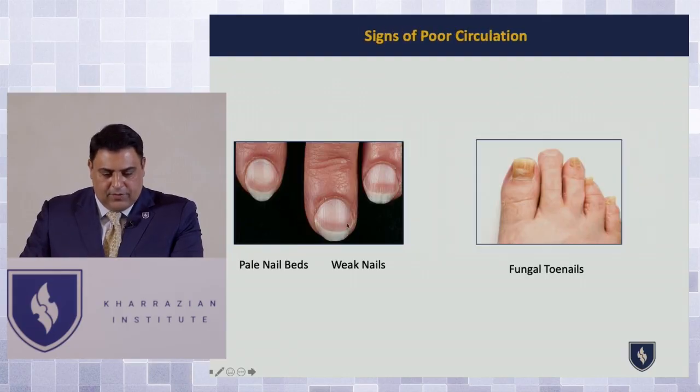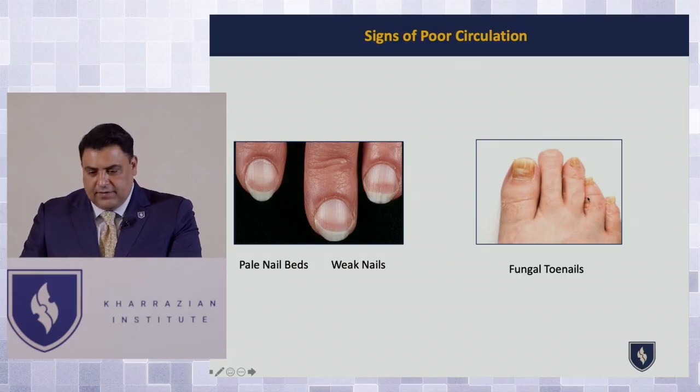You'll see these pale nail beds, weak nails, and these lines, and all these things happen when there's not enough nutrients and oxygen and blood flow to the nails. You may see fungal nail overgrowths because they can't get perfusion to their toes to carry immune cells, so they're prone to getting fungal overgrowths when they wear their socks.